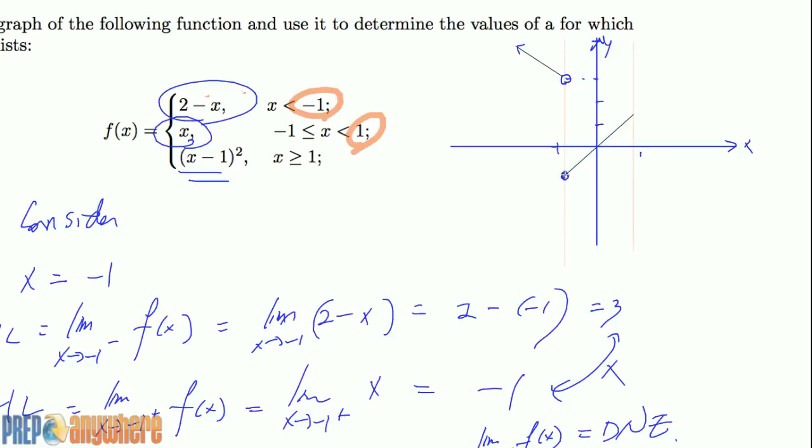Okay. And when it's greater than or equal to 1, it's a parabola. So it's right here. So clearly from this picture, it doesn't have a limit at -1 and 1. Why is x higher than 1? Yeah, this is supposed to be 1. Okay, the scale is off.